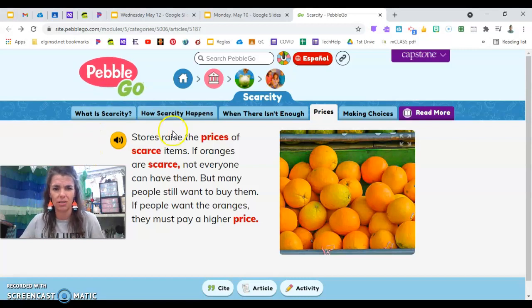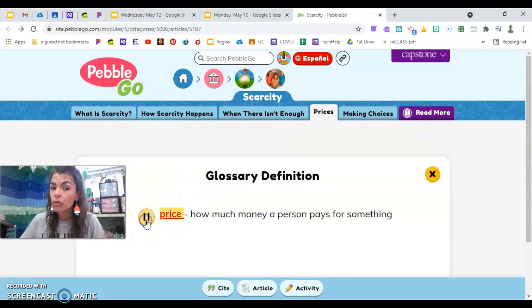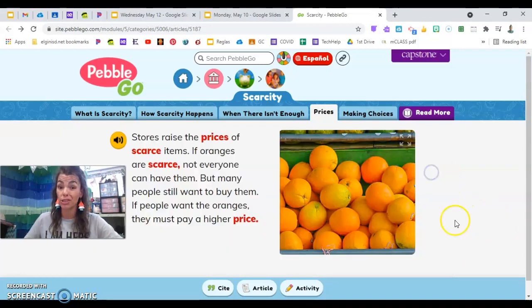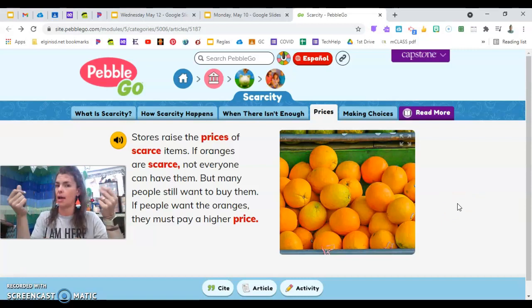What is a price? Do you know? Price. How much money a person pays for something. So like a pencil might be $1. The price is $1. So now that the oranges, there's not very many, the company is saying, we gotta raise the price on these oranges. There's not enough for everyone. So the people who do want them are gonna have to pay extra money if they want this orange. Is that a good thing or a bad thing?